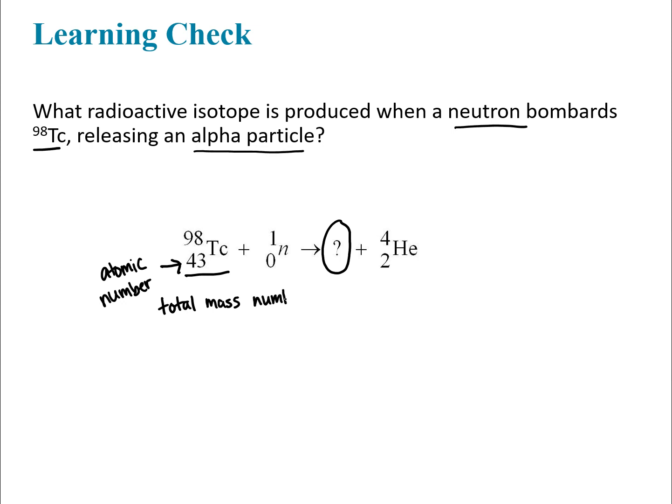We've got to figure out the total mass number on both sides. The mass number is at the top. 98 is from our element, and we have a 1 from the neutron. So our total mass number for the, we'll call it reactant side, is 99. We'll do the same thing for the atomic number.